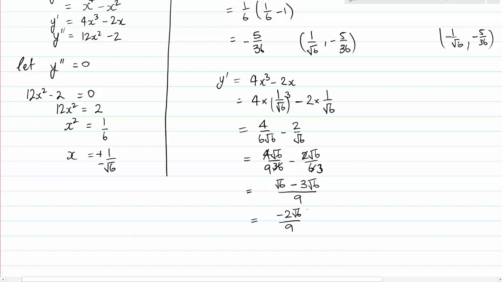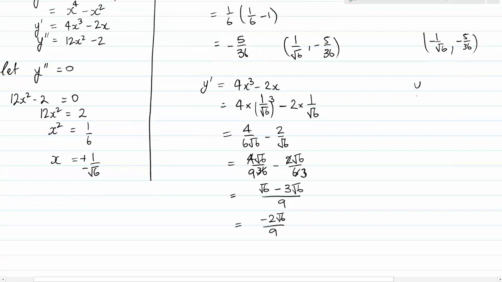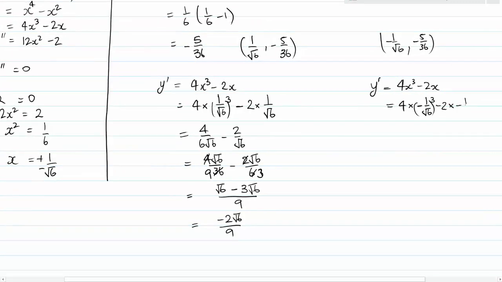So there's my simplified version there, and of course my y dash over here is going to be similar, not quite as easy, so I'll do a little bit of working but not too much, mostly making sure that I do the right thing. 4 times negative 1 over root 6 cubed minus 2 times negative 1 over root 6. So it's going to give me the same thing, except this time my first term will be negative, my last term will be positive. And that's quite nice because that means it'll come out as positive 2 root 6 over 9. So they're my two gradients.